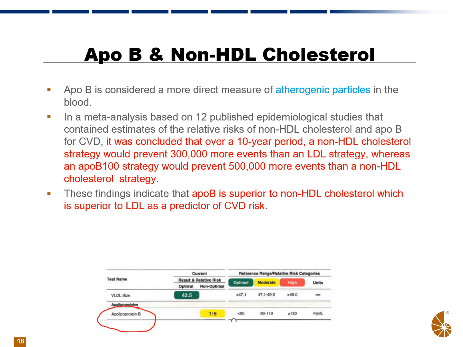When looked at in a meta-analysis, that means an analysis of a lot of other studies put together, it was concluded that over a 10-year period, a non-HDL cholesterol strategy would prevent 300,000 more events than an LDL strategy, whereas looking at ApoB levels would prevent 500,000 more events than non-HDL cholesterol. So again, the best of the bunch to predict risk is the ApoB level, then non-HDL cholesterol, and then trailing the group is the LDL level, even though we still use it for target ranges.